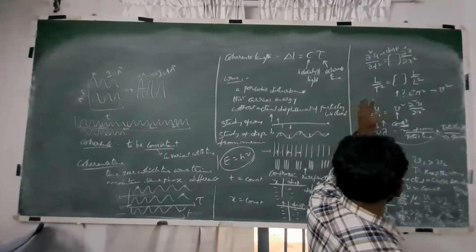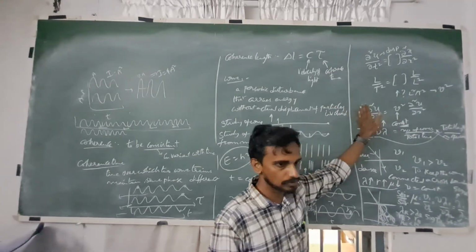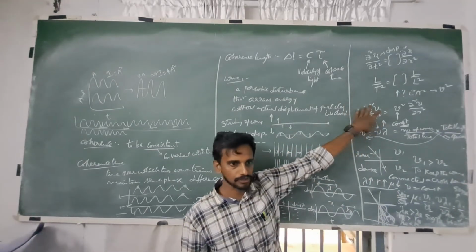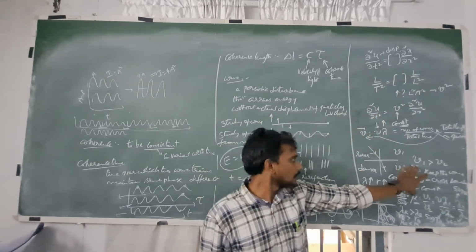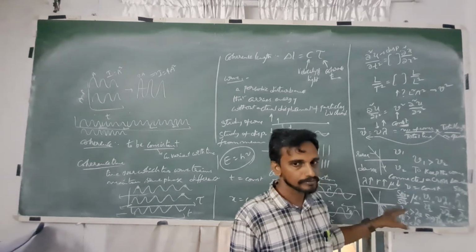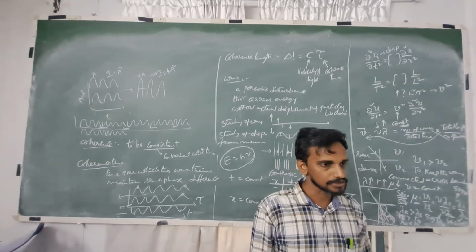So this is the first rule of optics, the first wonder of optics. Velocity remains the same as long as the light travels in the same medium, and if it enters a different medium, frequency remains constant.